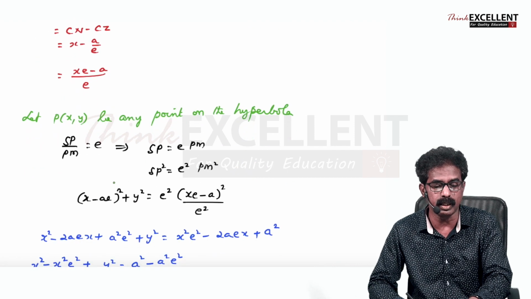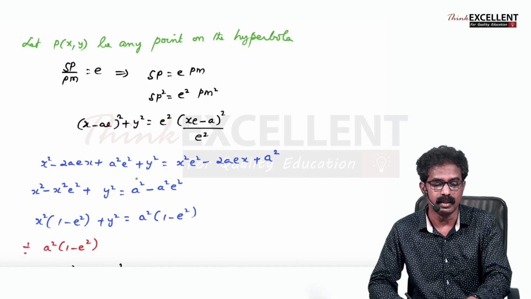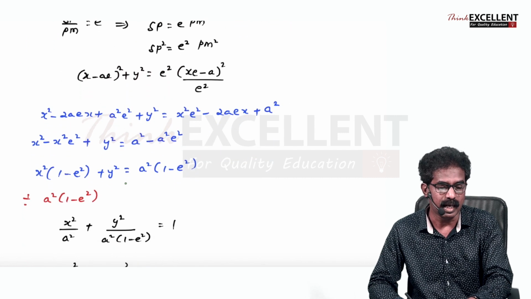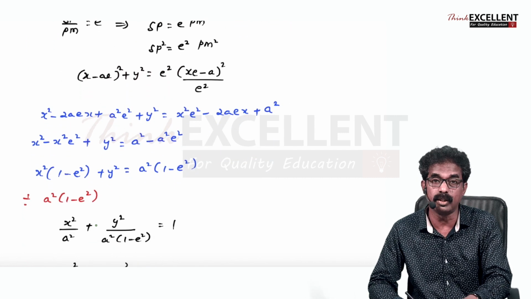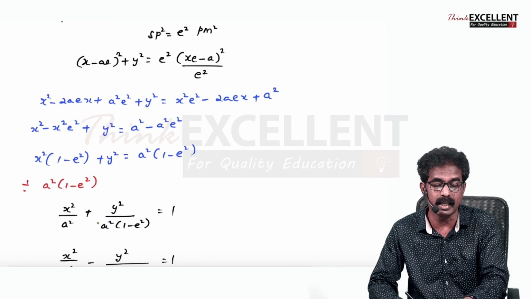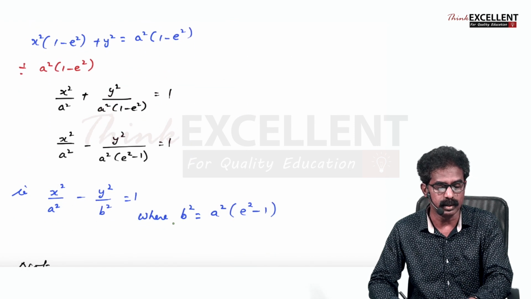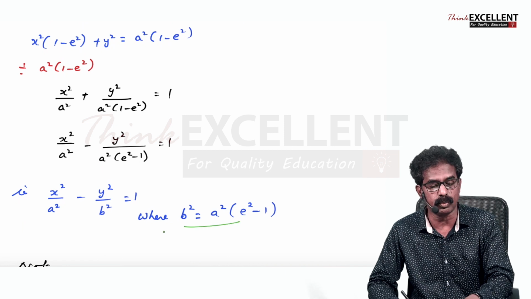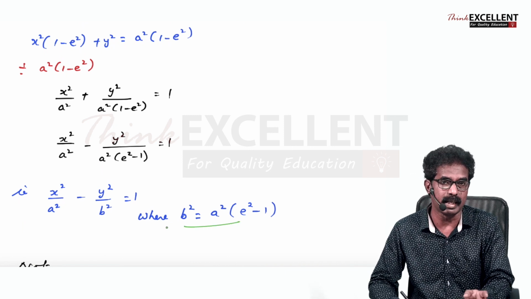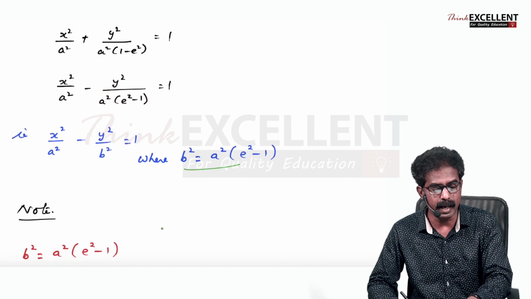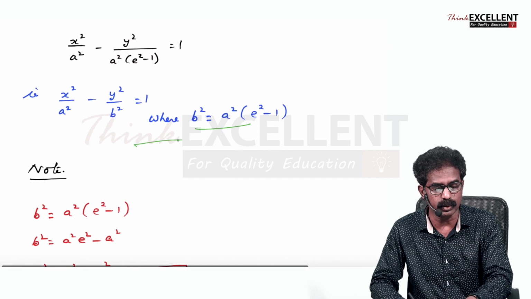SP by PM equal to E, cross multiply, square it. Then simple calculation. The last step, the plus you change it to minus, so you reverse it. 1 minus e square, you write what? E square minus 1. And this is your answer. And don't forget, where b square equal to what? A square into e square minus 1. Then when you expand it, this is the derivation, you write only up to this.